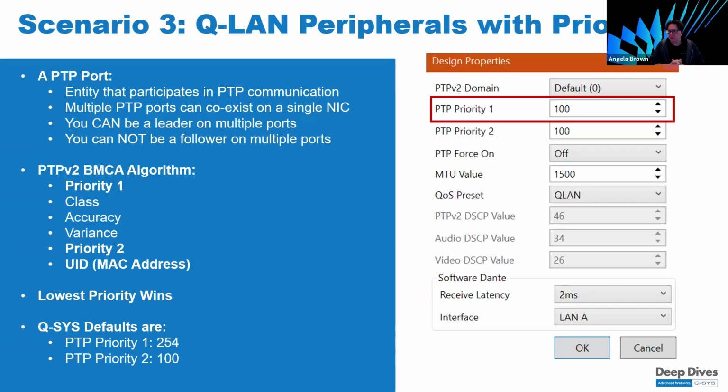A couple of other things to be aware of. Q-SYS has some default values. The default value for a Q-SYS core for PTP priority 1 is 254. The default value for a Q-SYS peripheral PTP priority 1 is 255. We've engineered it so that every single time we do something, the core is always going to become the clock leader. We don't want Q-LAN peripherals taking over.